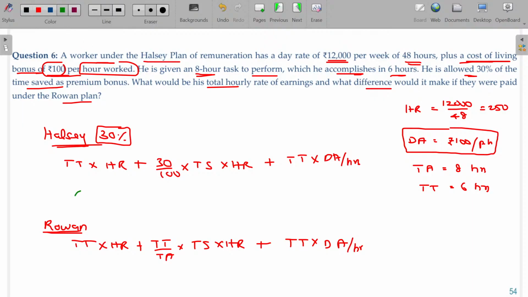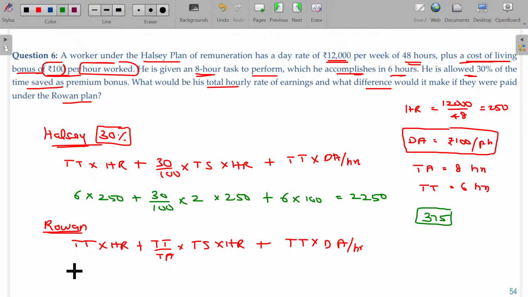Time taken being 6 hours and the hourly rate being 250, plus 30% time saved being 2 hours into hourly rate being 250, plus time taken 6 hours into DA per hour being 100. Final value being 2250. Effective hourly rate being 375.